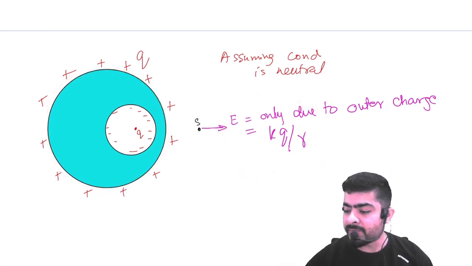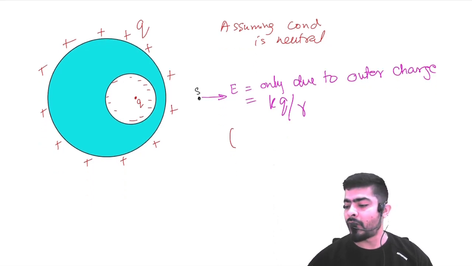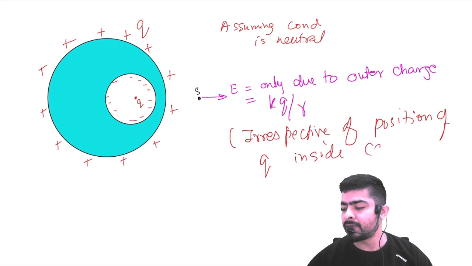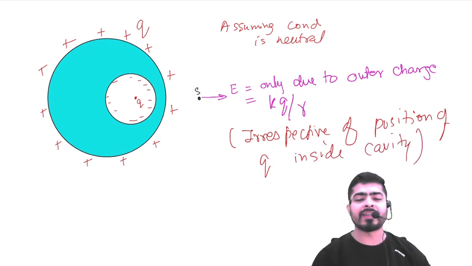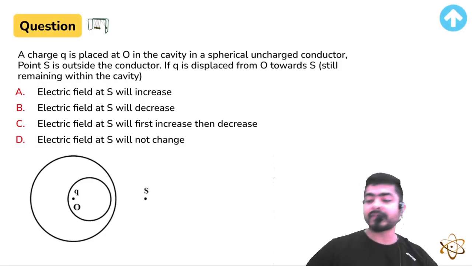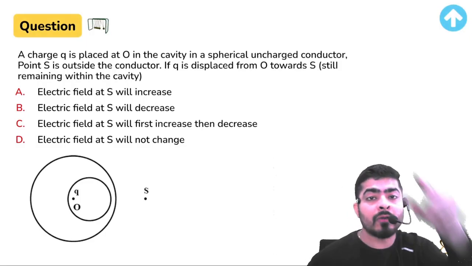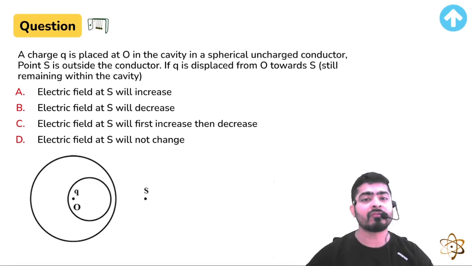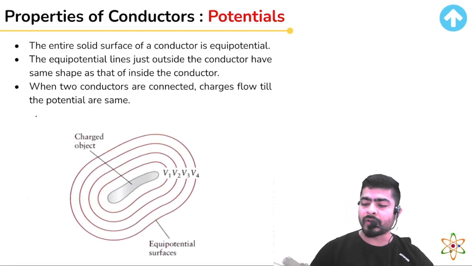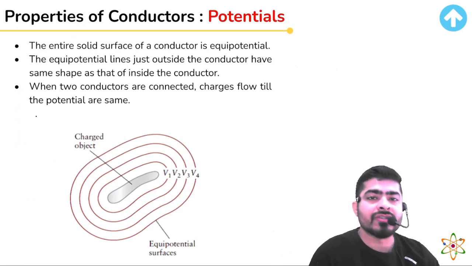So this field is irrespective of the position of the small q inside the cavity. Is that clear? Very important point to remember. So if this question comes in the mains exam, you have to score 100% on it. Okay, great. Let's now look at the electric potential of a conductor.